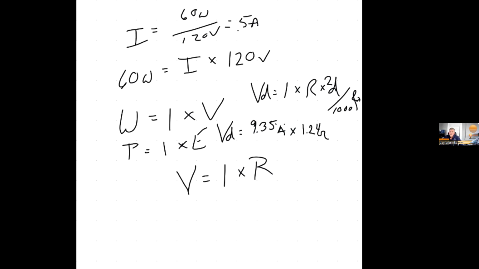So the math is pretty easy there. So it's 0.3. So now I would just take 9.35 times 1.24 times 0.3. I'll use my calculator here. And I get 13.02. So what is that telling me? It's telling me that the voltage drop is 13.02 volts over that distance.